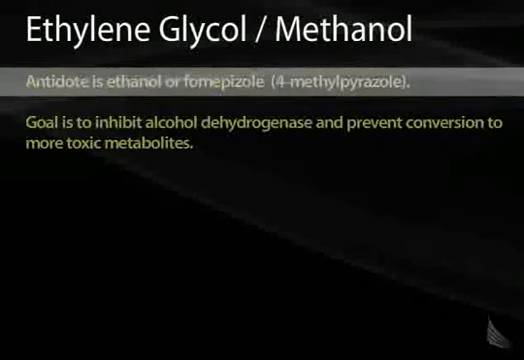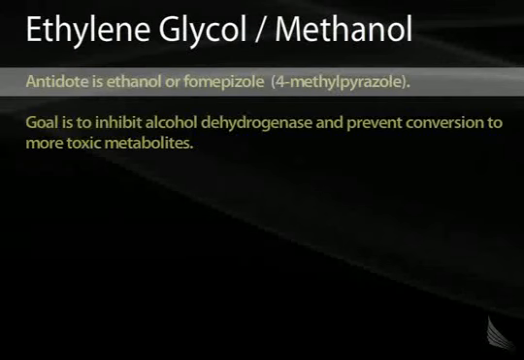The antidote for ethylene glycol and methanol generally is considered to be ethanol. You can give the patient drinking alcohol or ethanol, which will take these molecules, the ethylene glycol and the methanol, away from the metabolizing enzymes, the alcohol dehydrogenase and the aldehyde dehydrogenase, and prevent the formation of the toxic metabolites.